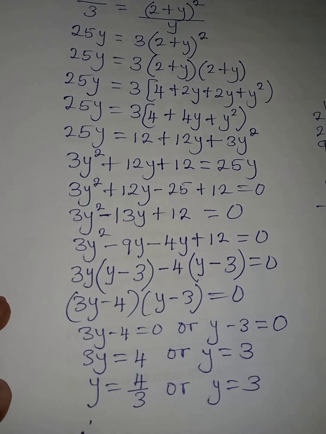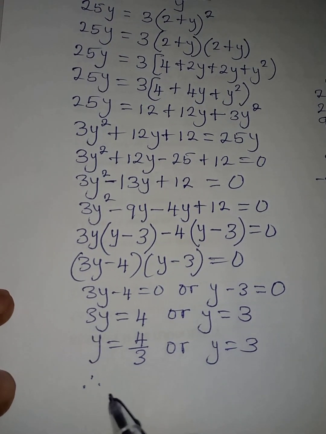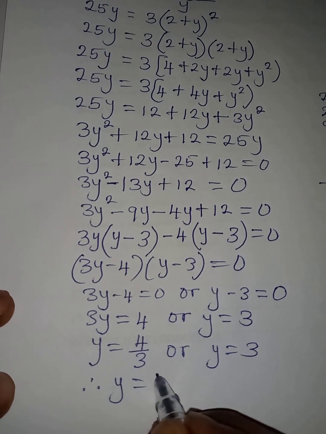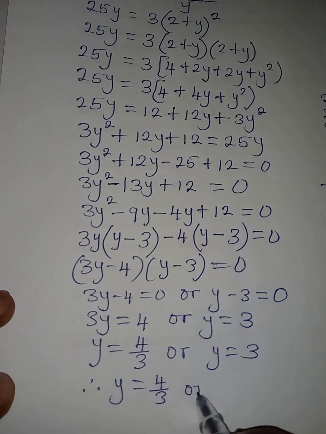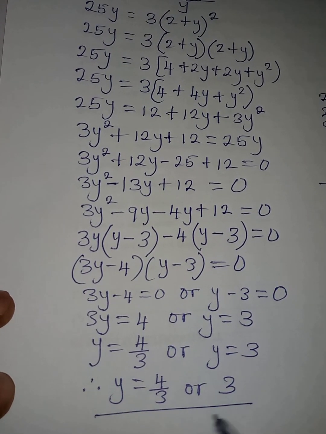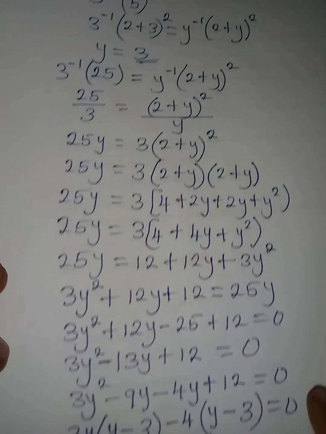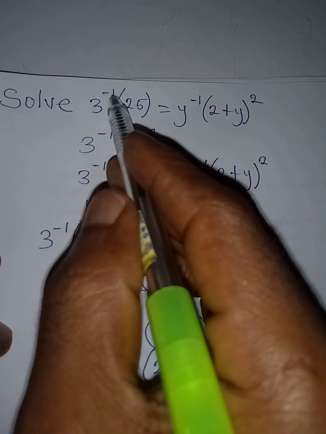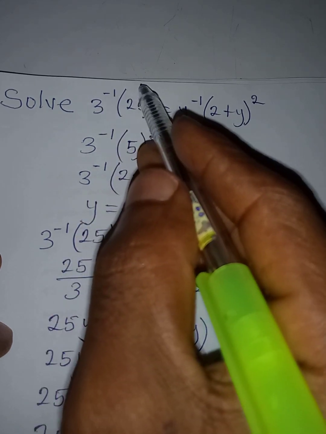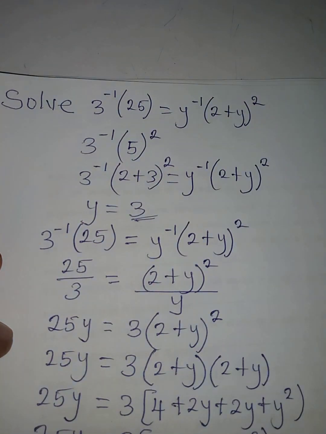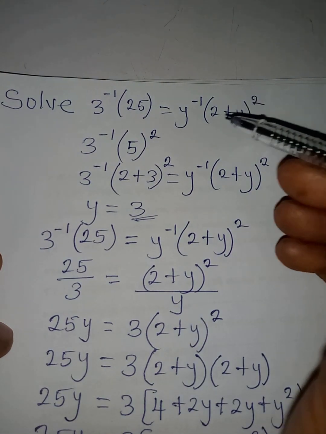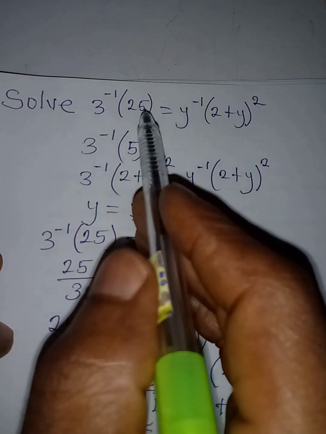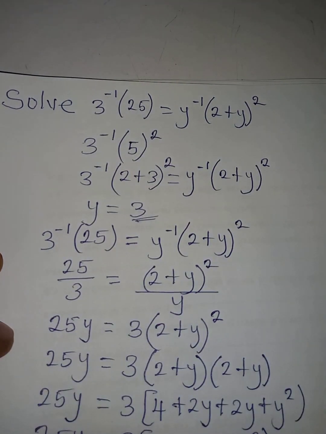So therefore, the solution to the problem is here now. We have y equal to 4 over 3 or 3. You can plug this into the problem here and confirm whether we are right or wrong. We have 3 to the power negative y, 3 to the power negative 1 multiplied by 25 to be equal to this. So on the right hand side, put in y to be 3 and y to be 4 over 3, whether it will give you what you have on the left hand side.